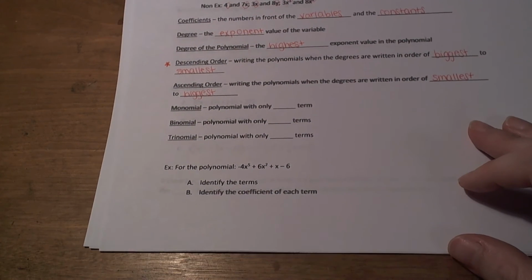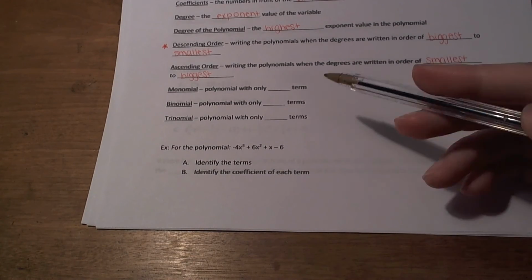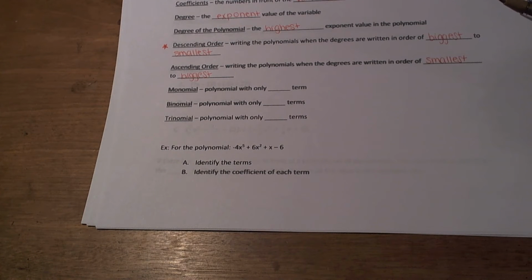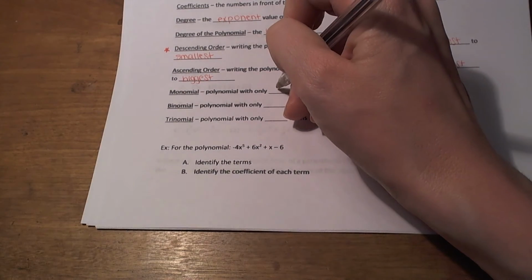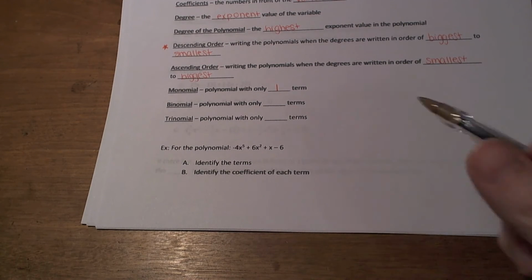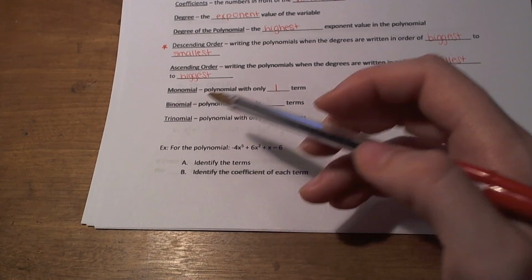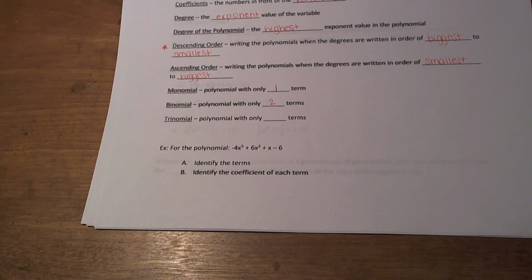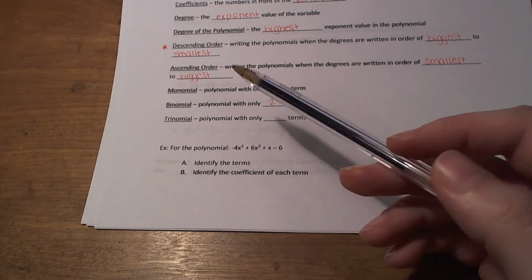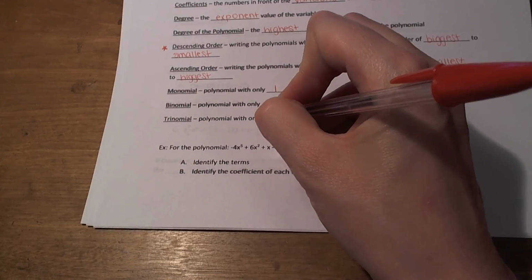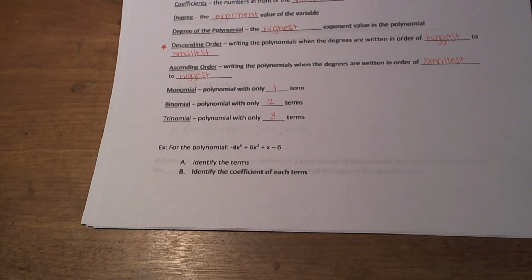Monomial we defined above, but I'm bringing it back here just to contrast with the next two vocabulary words. So what we're contrasting here is number of terms. A monomial is a polynomial with only one term. Binomial, bi means two, is a polynomial with only two terms. Trinomial, tri means three, so trinomial is a polynomial with only three terms.